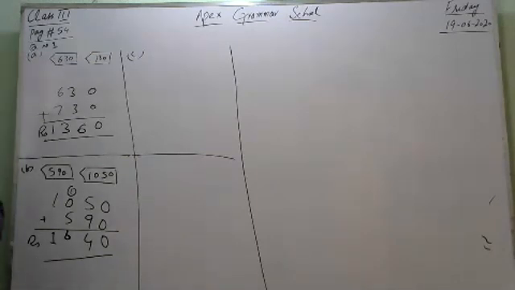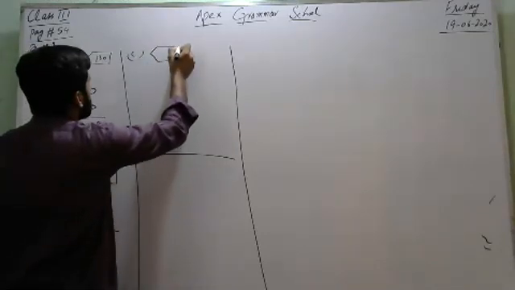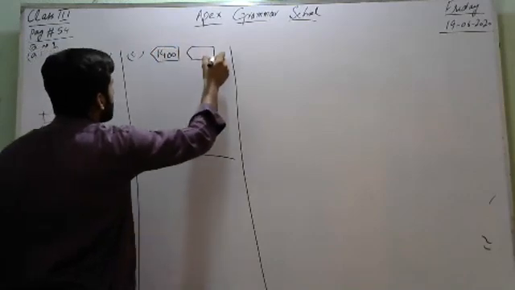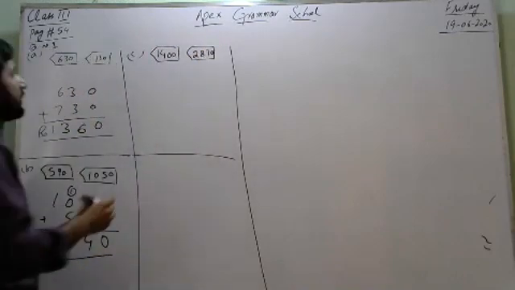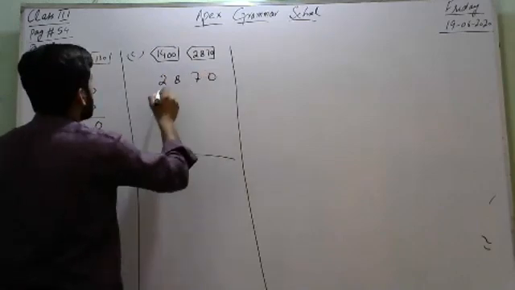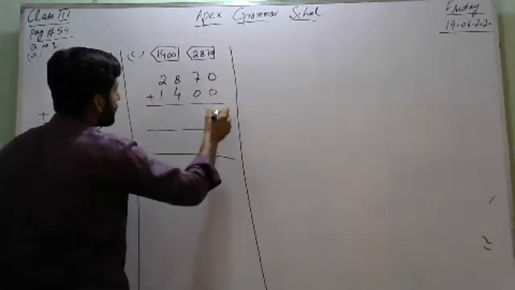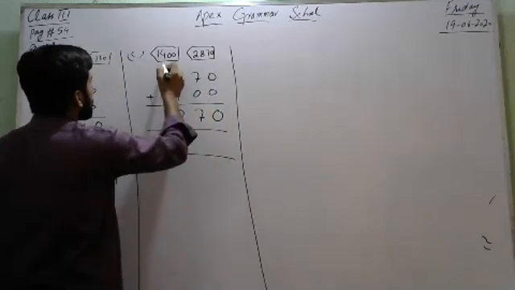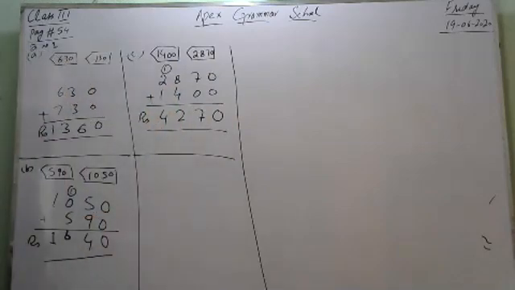C part is 1428.70. 0 plus 0, 0, 7 plus 0, 7, 8 plus 4, 12, 1 carry, 2 plus 1, 3, 3 plus 1, 4. 4270 rupees.